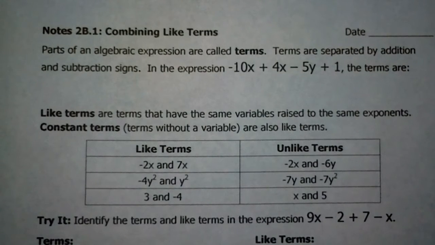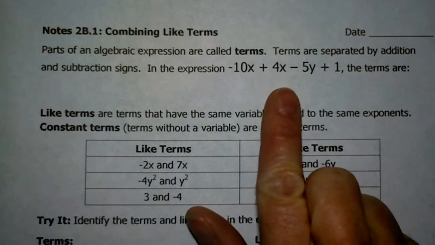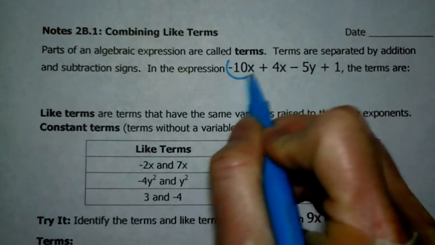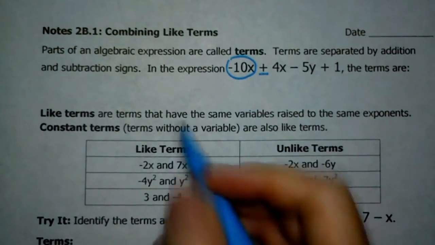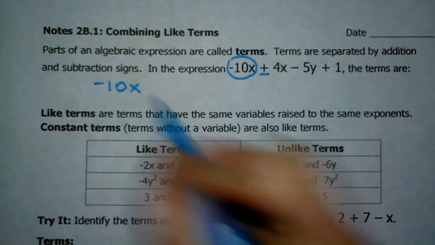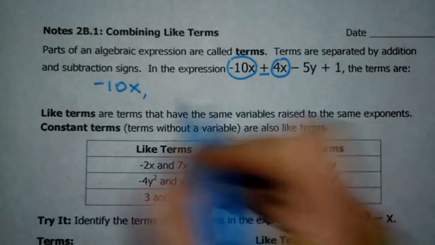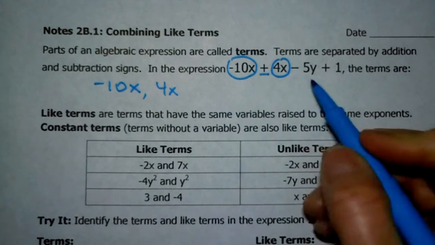Basically, parts of an algebraic expression are called terms. Terms are separated by addition and subtraction signs. So in the expression negative 10x plus 4x minus 5y plus 1, when you're trying to identify what the terms are, here I see negative 10x, and there's an addition sign. So one term would be negative 10x. Yes, you should write this. And then after that term, I see a 4x. That's another term.